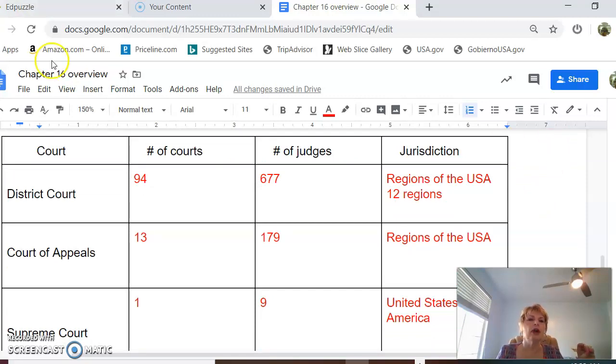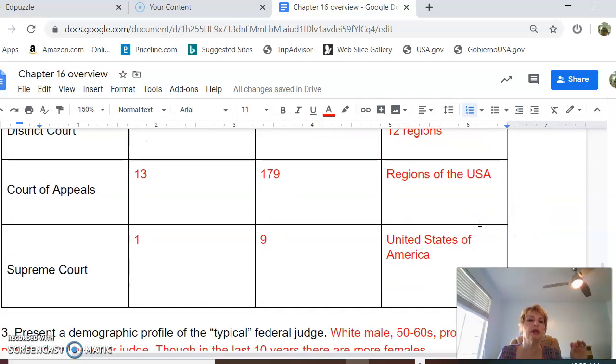Complete the following table on the structure of the federal court system. So there are 94 district courts. There are 677 at the moment number of judges. This varies between 650 and 680, depending on the needs of that particular district. And the jurisdiction is regions of the USA. There are 12 different regions. Courts of appeal. There are 13, so all 12 districts plus the Supreme Court. And 179 judges and the regions of the USA.